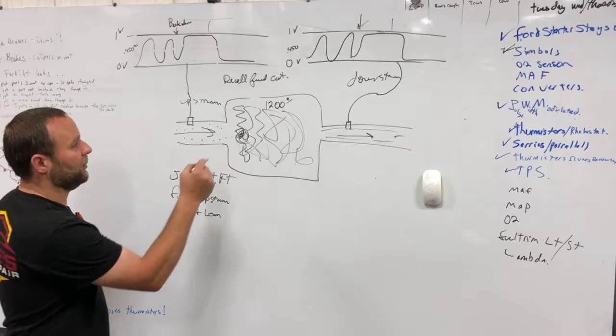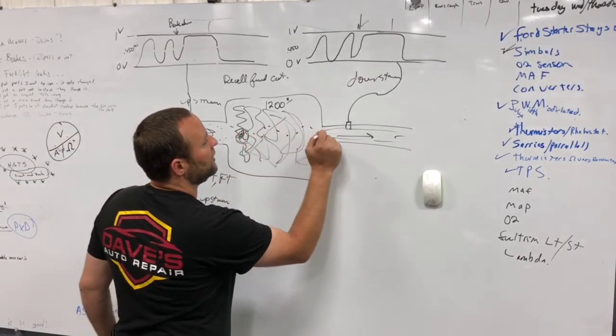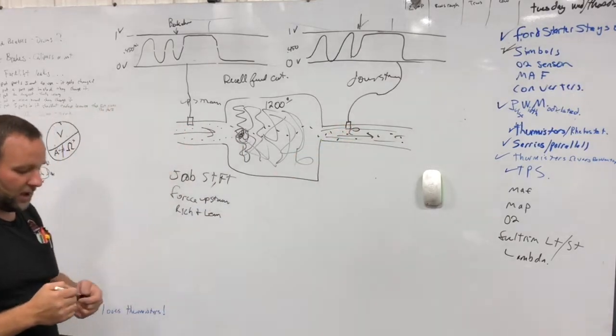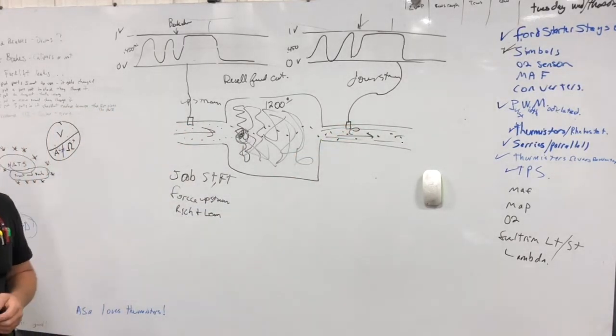So the hydrocarbons come in here. This is cold. Hydrocarbons come out the backside. And what does it see? It sees the same thing as in front of us, because it's not hot. It can't burn. Right? Make sense?